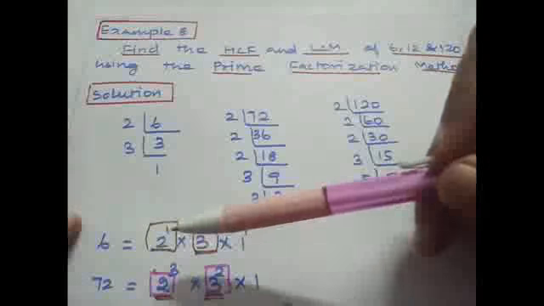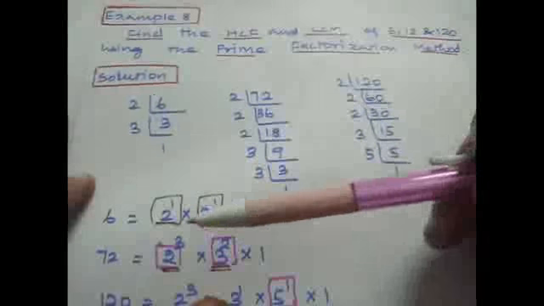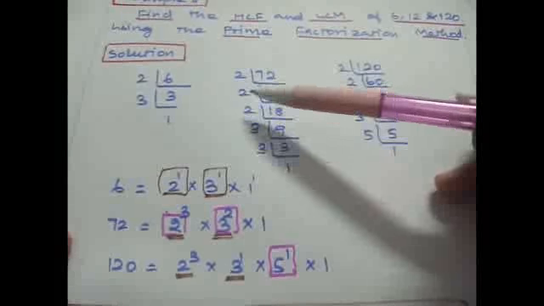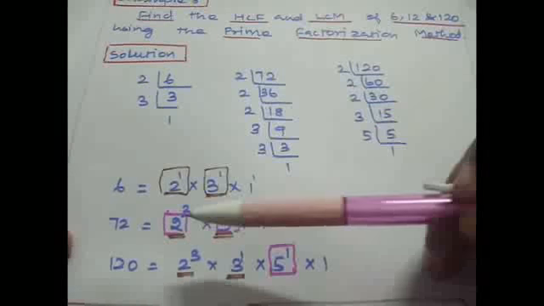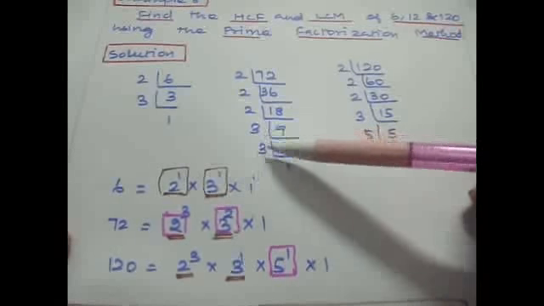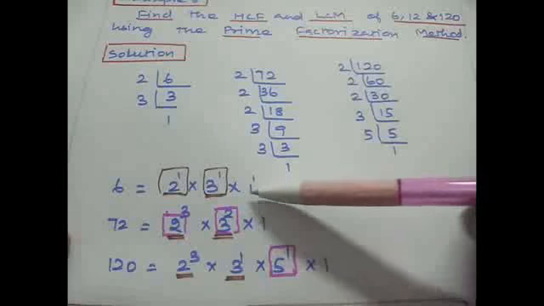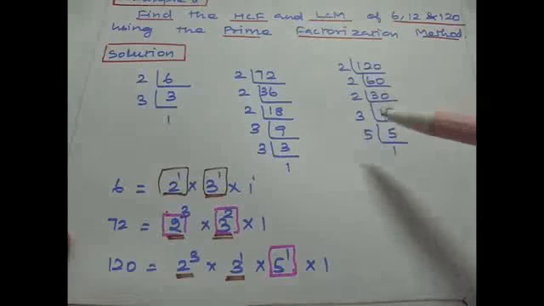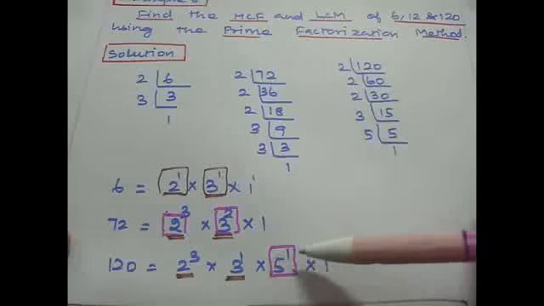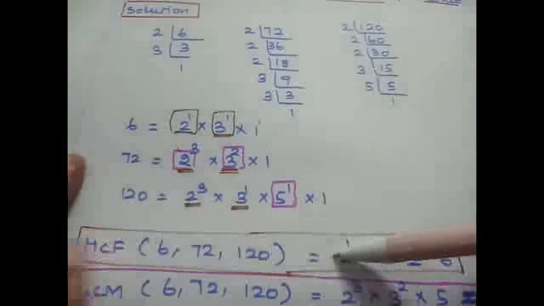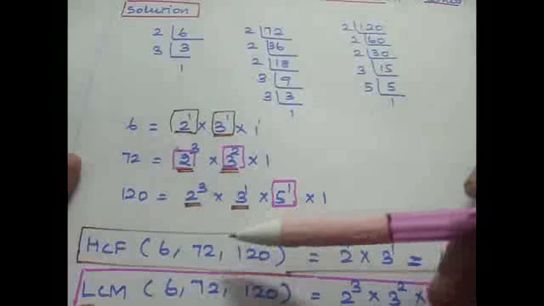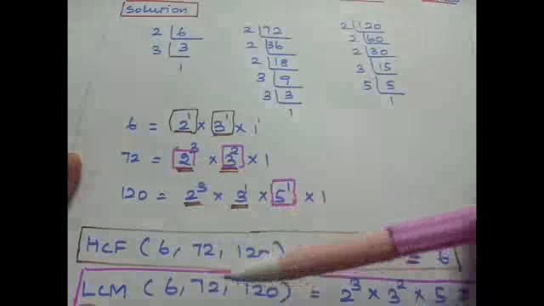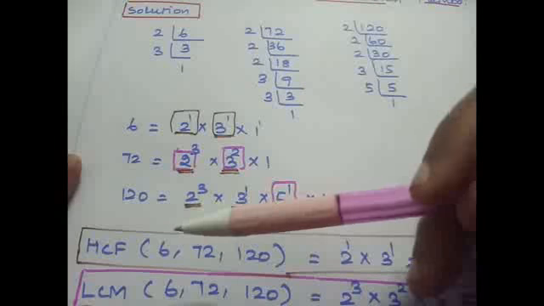So 6 I can write as 2 into 3 into 1. 72, I can write 2 power 3, and 3 times, 3 power 2. Like this 120 is also written: 2 power 3, 3, 5. Like this it's written. So HCF, it's written in brown color sketch.